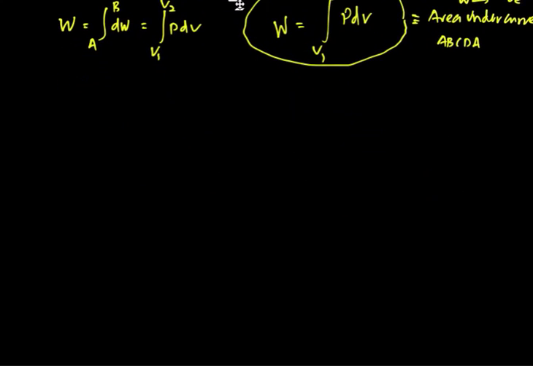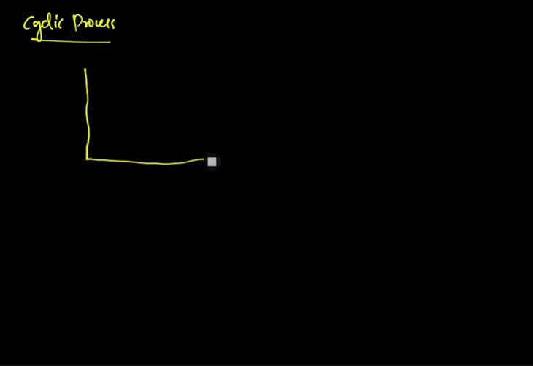A cyclic process is a process in which the system, after undergoing a series of different states or equilibrium states, returns back to the initial state. That means if you consider the indicator diagram for a cyclic process, you can see that the system comes back to its initial state after undergoing different processes, or after passing through different thermodynamic equilibrium stages.